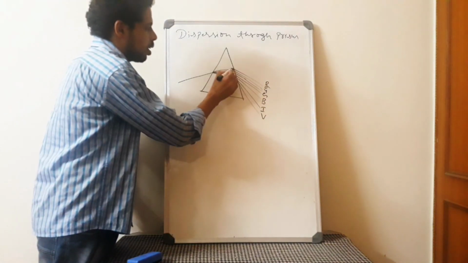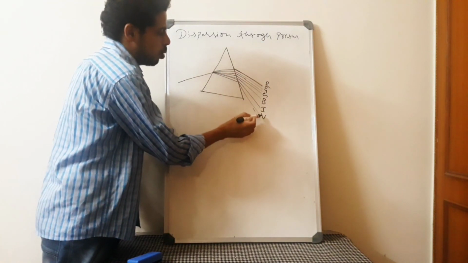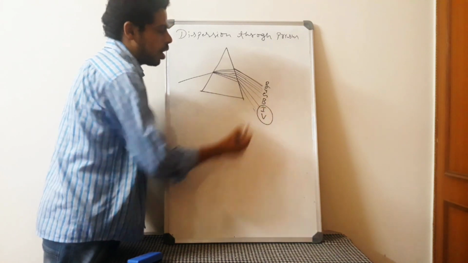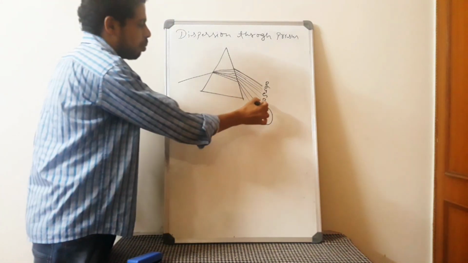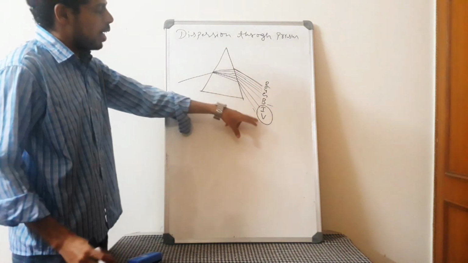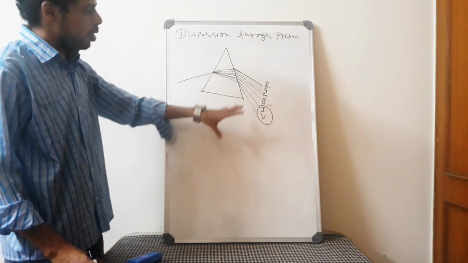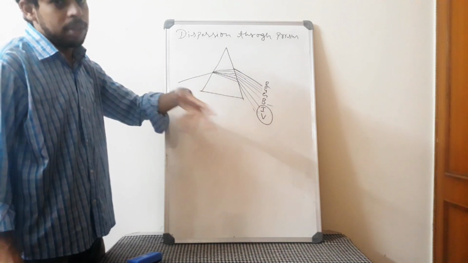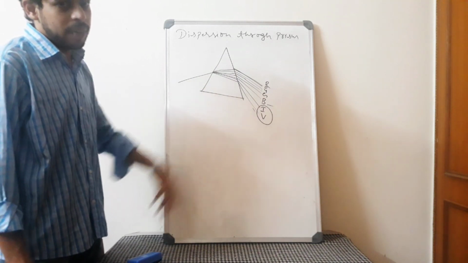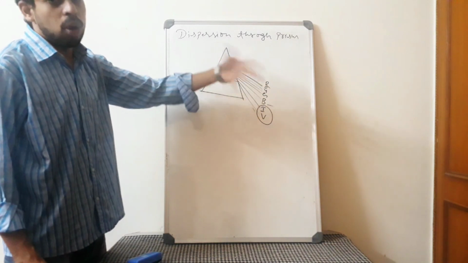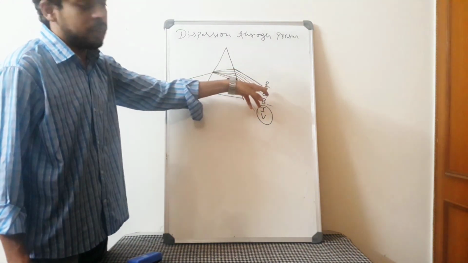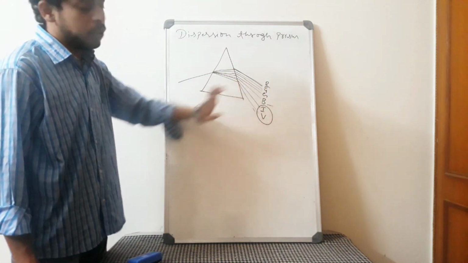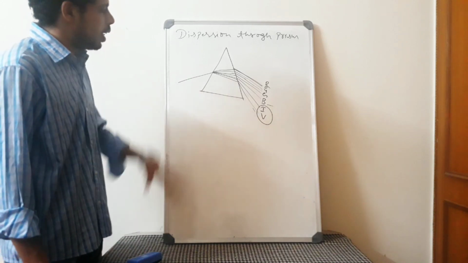Red is at the top here and blue is the lowest line, since violet and indigo are not that visible for us. Blue has more frequency and less wavelength. Red has more wavelength, so red deviates least when compared to blue. That is the reason why it happens.